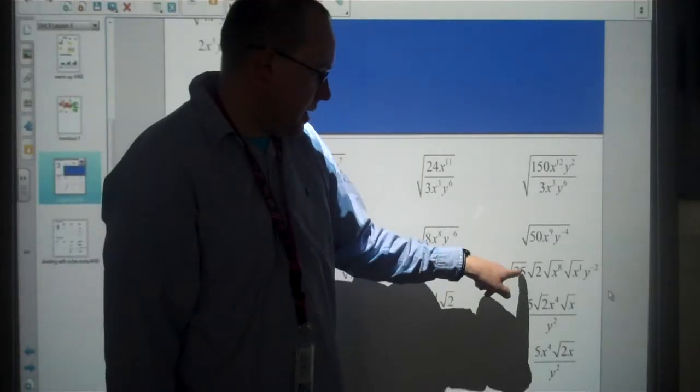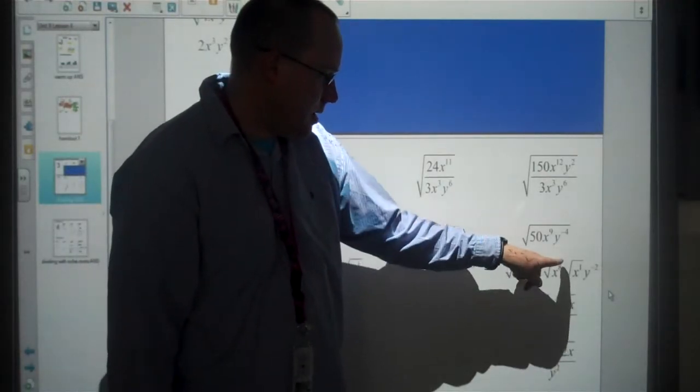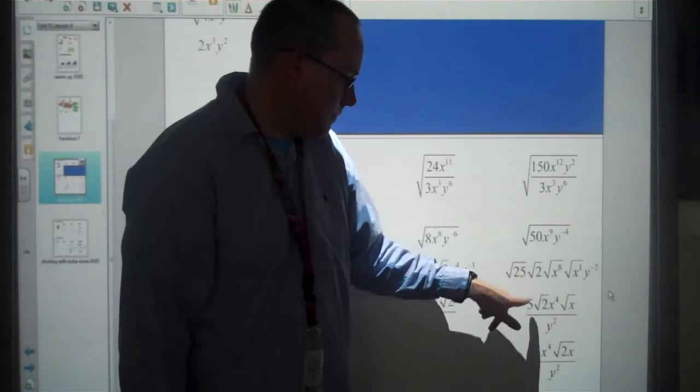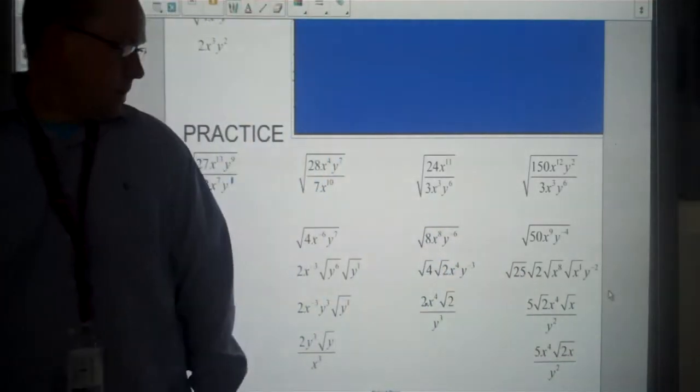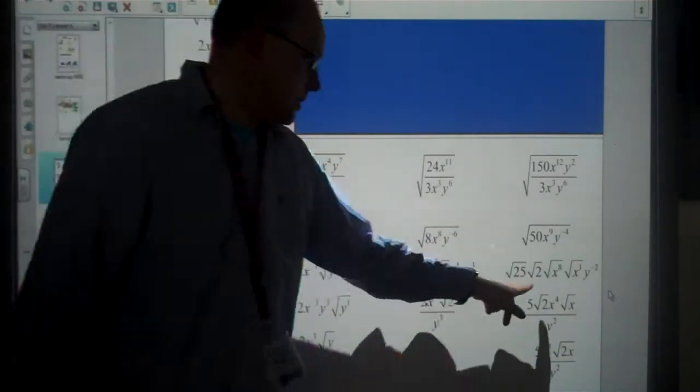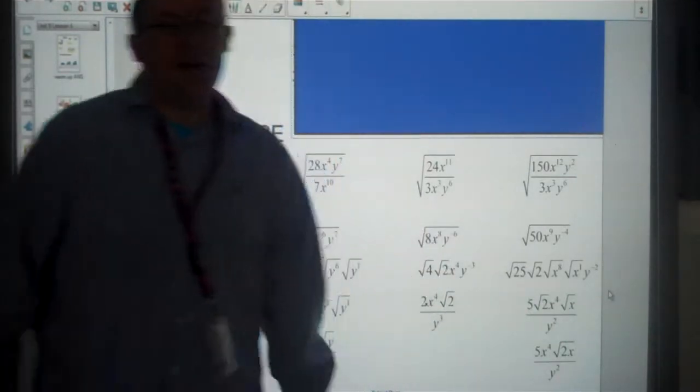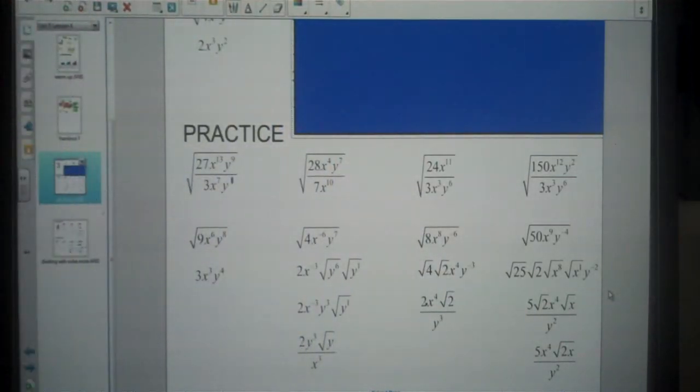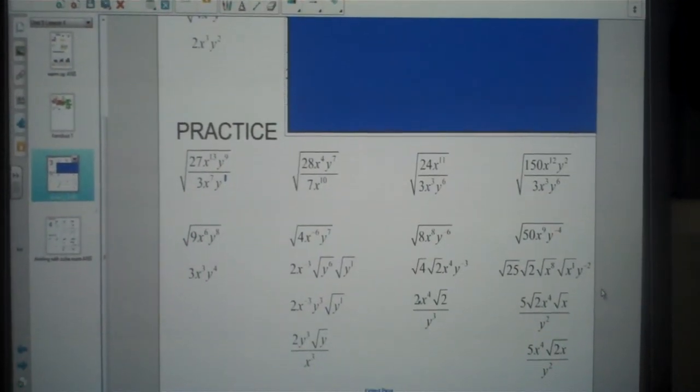And then simplifying here, square root of 25 is 5. Half of 8 gives us 4. So we've got 5x to the 4 times radical 2x. Notice the two radicals I couldn't work out, I combined into a single radical. So that reviews our work on dividing with radicals, or specifically with square roots.